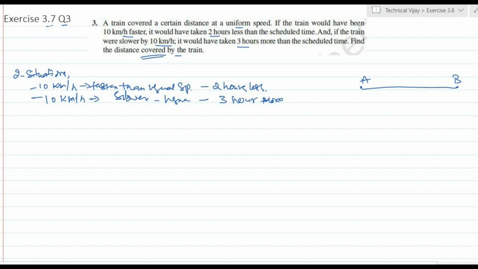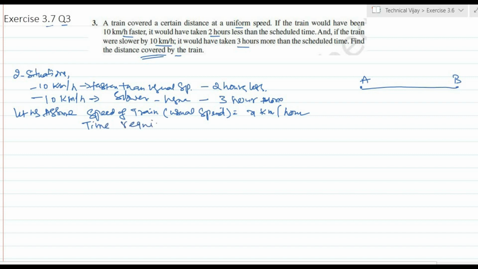So here let us assume the speed of the train, that is the usual speed, is equal to x km per hour. And at the same time, the usual time required to cover the distance is equal to y hours. This is the usual speed and this is the usual time it will take.